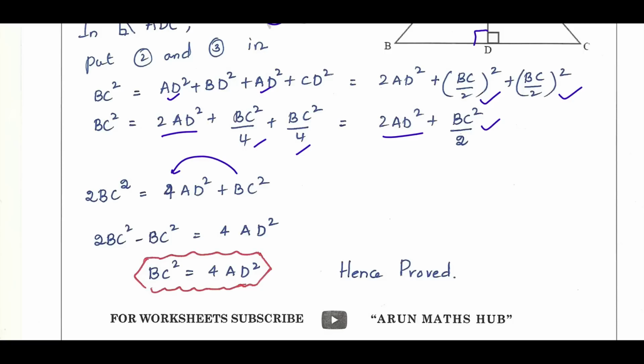Hence proved. Dear students, in case the Pythagoras theorem is not asked for 4 or 5 marks, you can definitely get a question based on the Pythagoras theorem. In the same way, if the Thales theorem is not asked, a problem will be there on the Thales theorem.